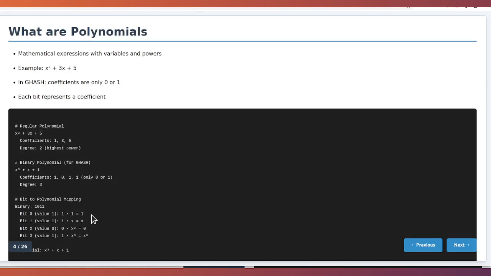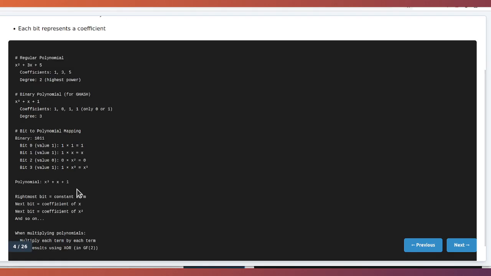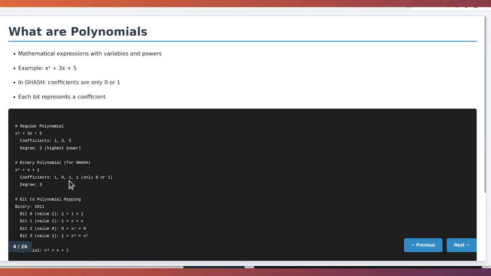What are polynomials? The polynomials used in GHASH have binary coefficients, meaning each coefficient is either 0 or 1. For example, x cubed plus x plus 1 is a polynomial with binary coefficients. The powers of x correspond to bit positions in our binary numbers. If we have the binary number 1011, we can represent it as the polynomial x cubed plus 0 times x squared plus x plus 1. The rightmost bit is the constant term. The next bit is the coefficient of x. The next is x squared, and so on.